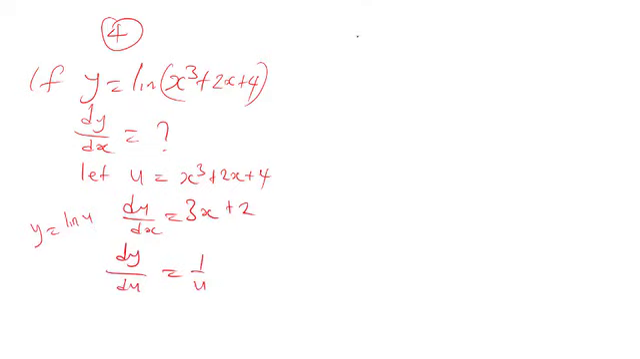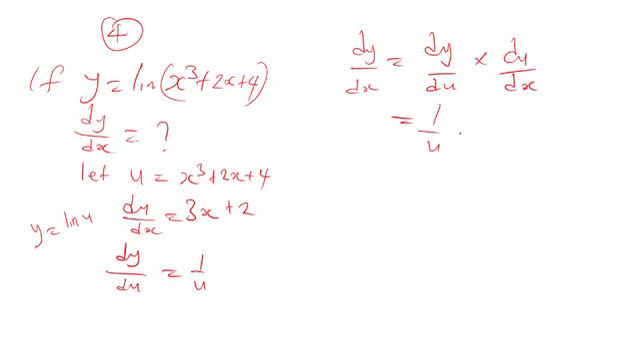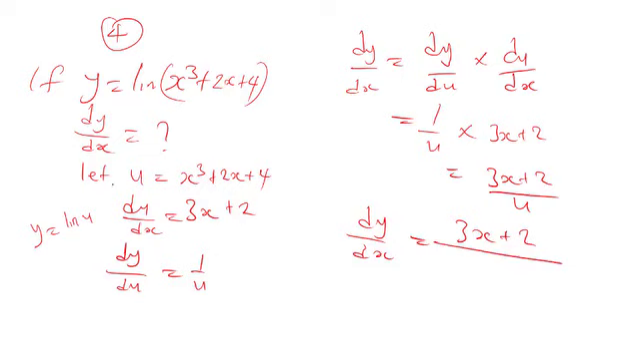So with this, we now have dy dx equals dy du times du dx, which is 1 over u times 3x plus 2. So our final answer is now 3x plus 2 over u. But dy dx doesn't contain u. So it's now 3x plus 2 over, what was the value of our u? u was x³ plus 2x plus 4. So with this, you can see that the same thing is still played out. You differentiate this, you put it at the top and use this as the denominator.